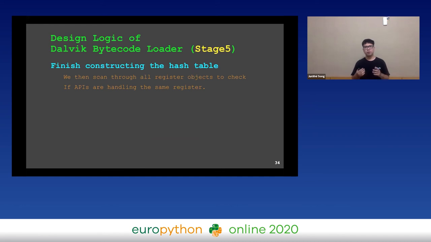So when we finish constructing the table, we then scan through all register objects in the table to check if the native APIs are handling the same register.